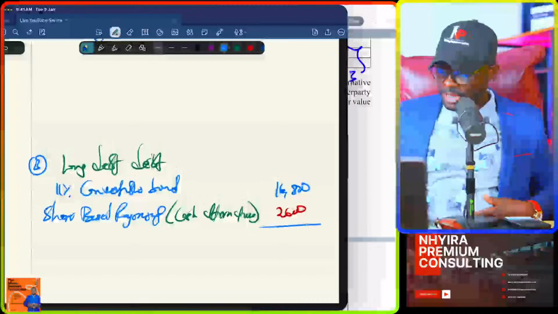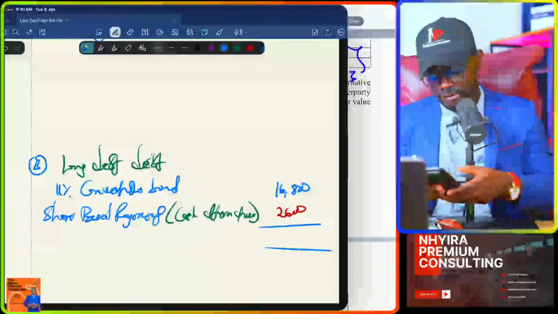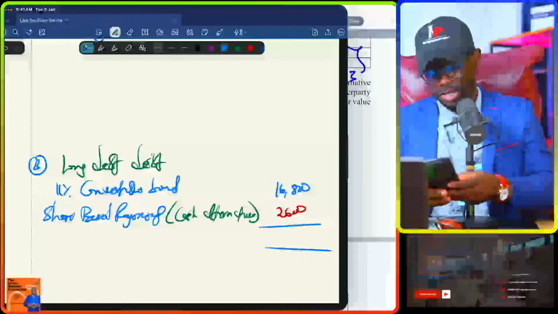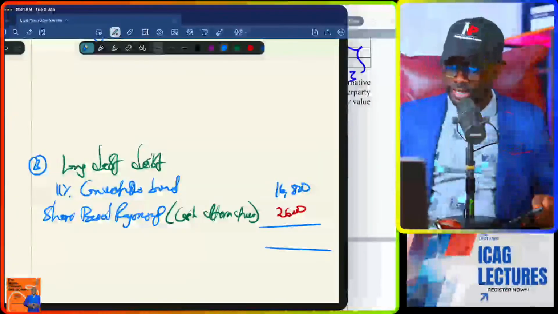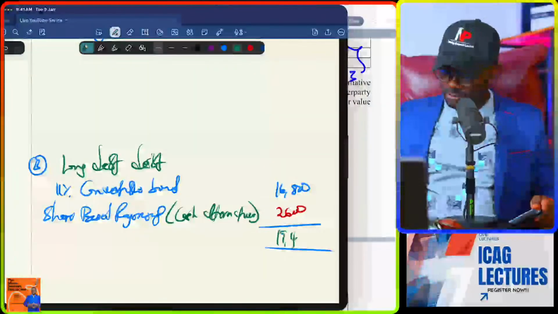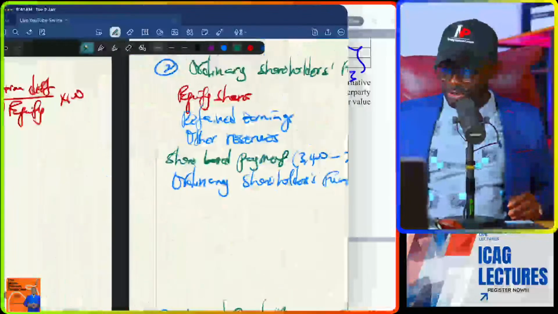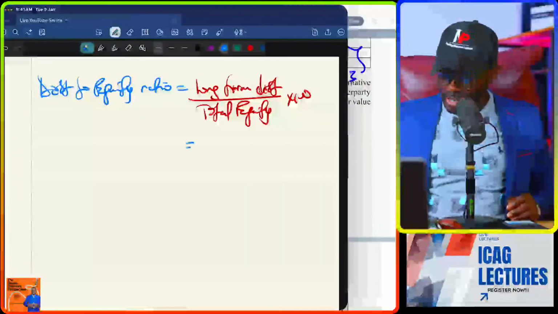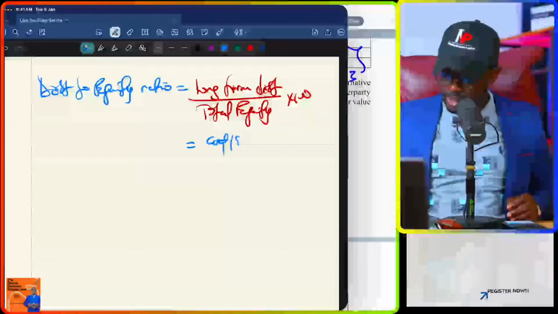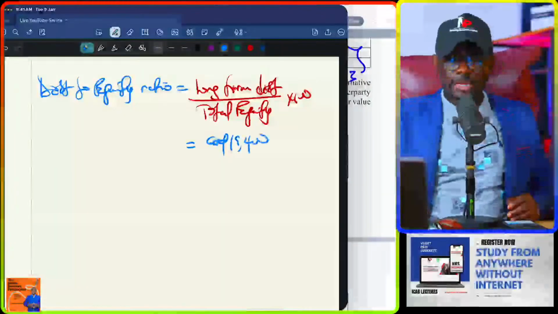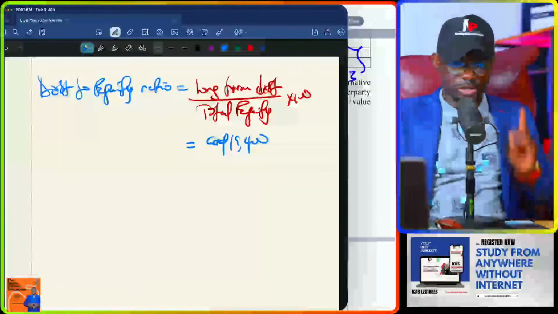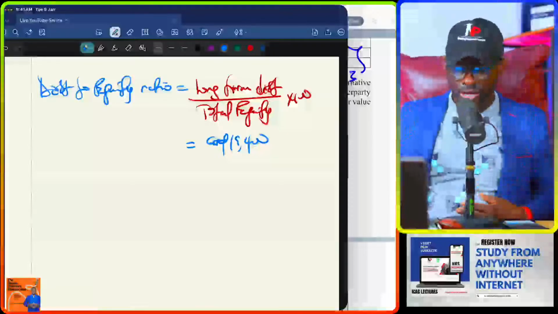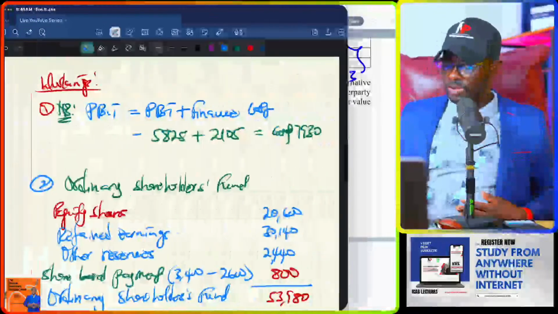So we add this up. What do we have? 16,800 plus 2,600, that is 19,400. And so that is going to give us our long-term debt, 19,400. Now we need total equity. I want you to stay with me carefully here. Total equity. How do we get total equity?